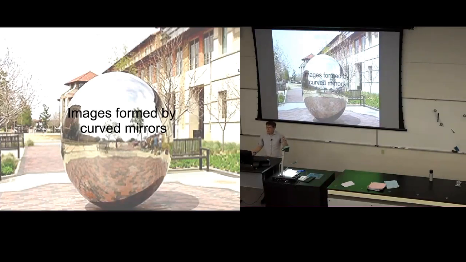Let's move on then. That's planar mirrors. Let's move on to curved mirrors, where we'll see there's actually 2 types of curved mirrors that we call convex and concave.